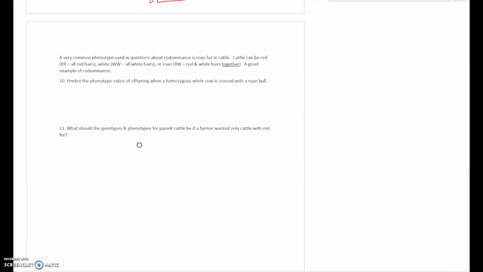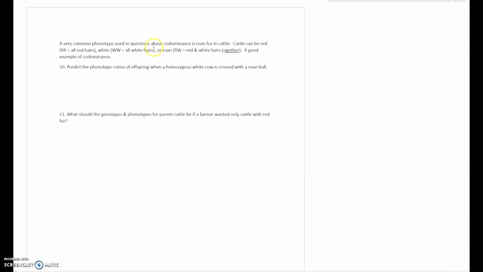And finally here, we have codominance. We're looking at the coat of fur in cattle. Looks very similar to the coat of fur in horses. We have this roan color that's a mix. So RR is red, WW is white, and RW is roan. So this is a codominance inheritance pattern. There's 3 different phenotypes and 2 different alleles, both of which are dominant.